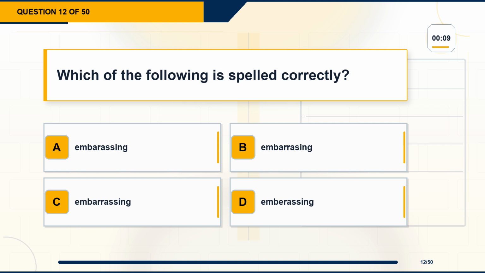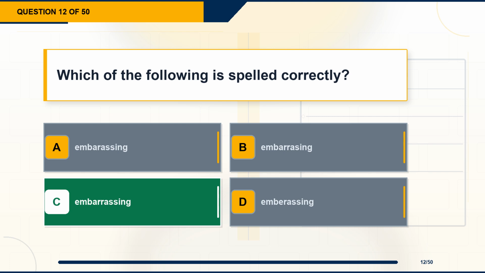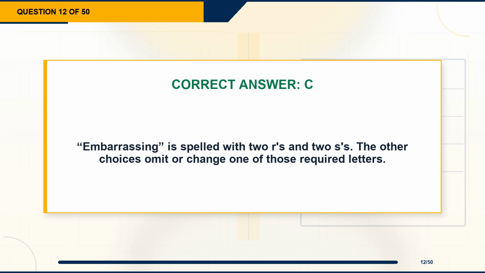Question 12. Which of the following is spelled correctly? Option A, embarrassing. Option B, embarrassing. Option C, embarrassing. Option D, embarrassing. The correct answer is option C, embarrassing. Explanation. Embarrassing is spelled with 2 R's and 2 S's. The other choices omit or change one of those required letters.